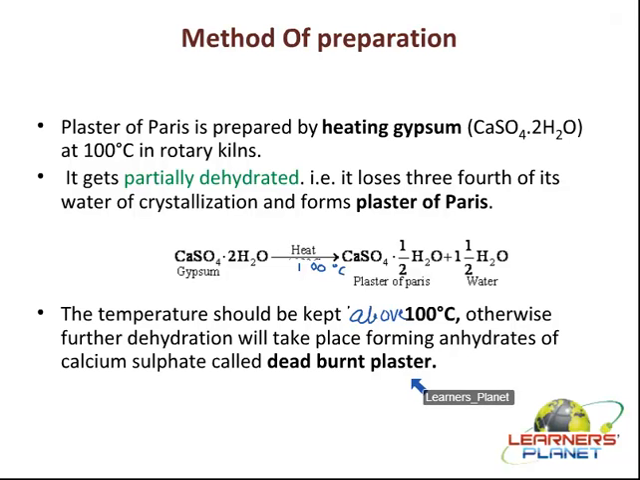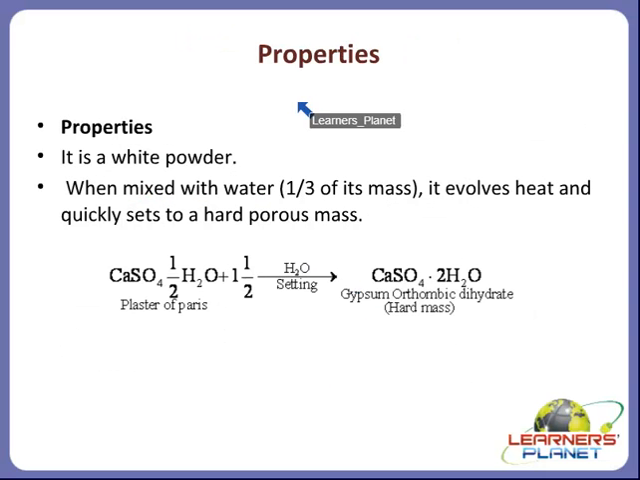Is my point clear? So gypsum, which is found in Paris, is heated to 100 degrees centigrade in rotary kilns, forming calcium sulfate half H2O, that is plaster of Paris, and 1.5 water molecules. Right? This temperature should not be kept above 100 degrees centigrade. Why? Because further dehydration will take place and it will form the anhydrate of calcium sulfate, and that is called dead burnt plaster, and it will be of no use for us. Right, students? So now let's take up the properties.